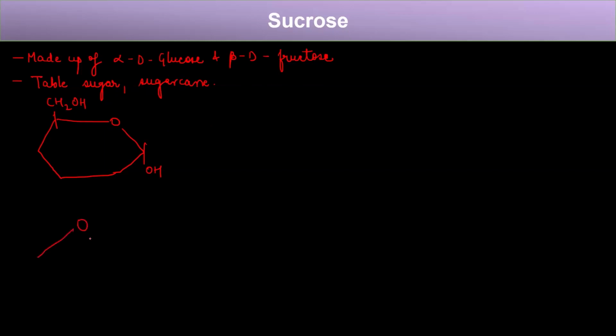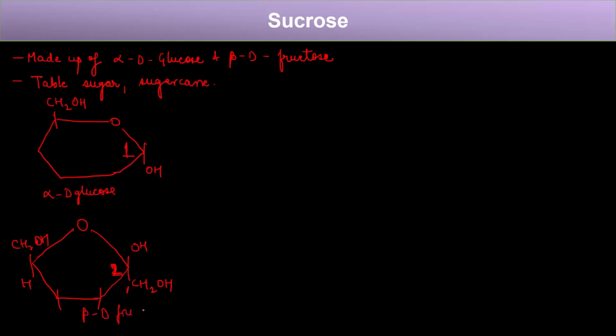So what is the structure of beta-D-fructose? The beta-D-fructose will look something like this. Since it is beta, the OH will be above, right? And this will be your CH2OH, and H. Okay. So this is the first position, and this is the second position. In the case of glucose, this is alpha-D-glucose, and this is beta-D-fructose.